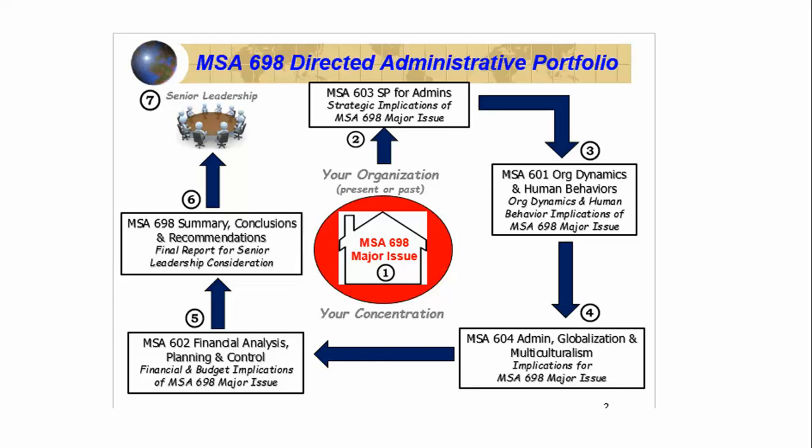Then down to admin, globalization, and multiculturalism, diversity, et cetera, and add those issues. And then you're going to cap it with looking at the financial implications of what you're proposing. So you're following this all the way through, and at the end, you're going to summarize your conclusions and recommendations and put together a final report for senior leadership.